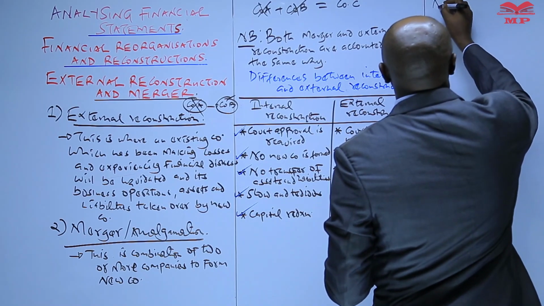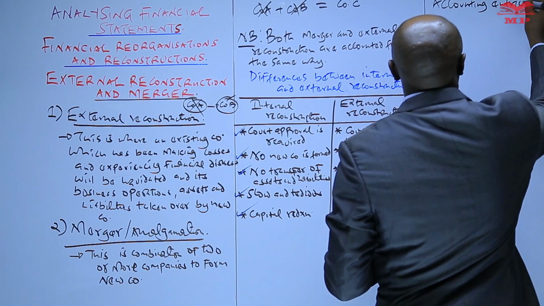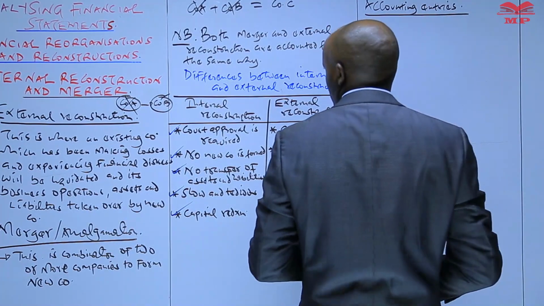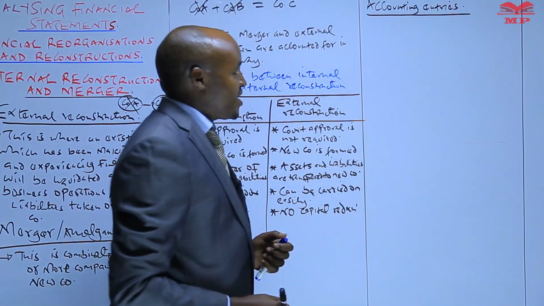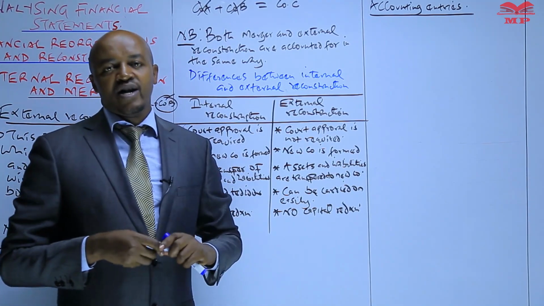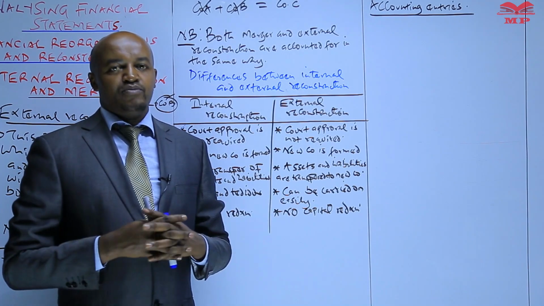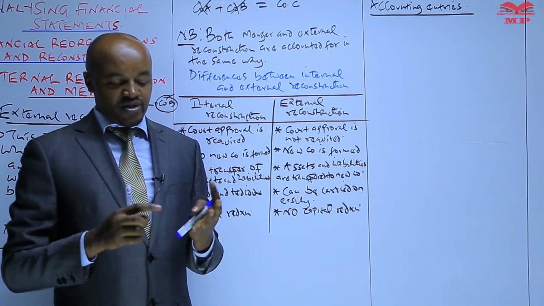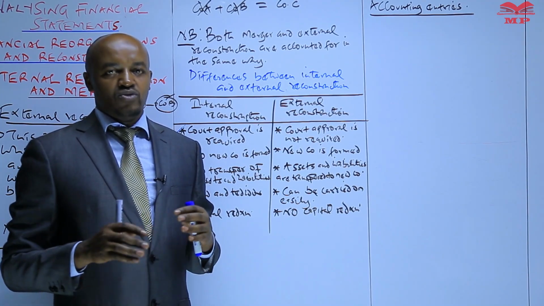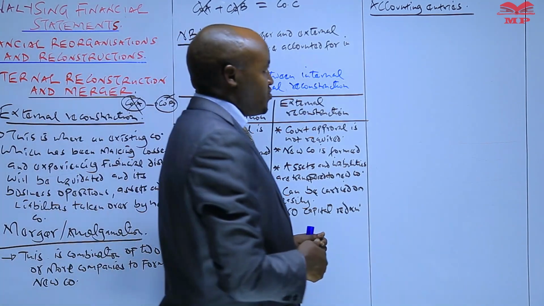So let's look at the accounting entries which are made to account for external reconstruction or merger. The first thing important for you to note is that we make two sets of accounting entries. The first set is meant to close off the books of account of the old company which is to be liquidated, and the other set is made to open the books of account of the new company.